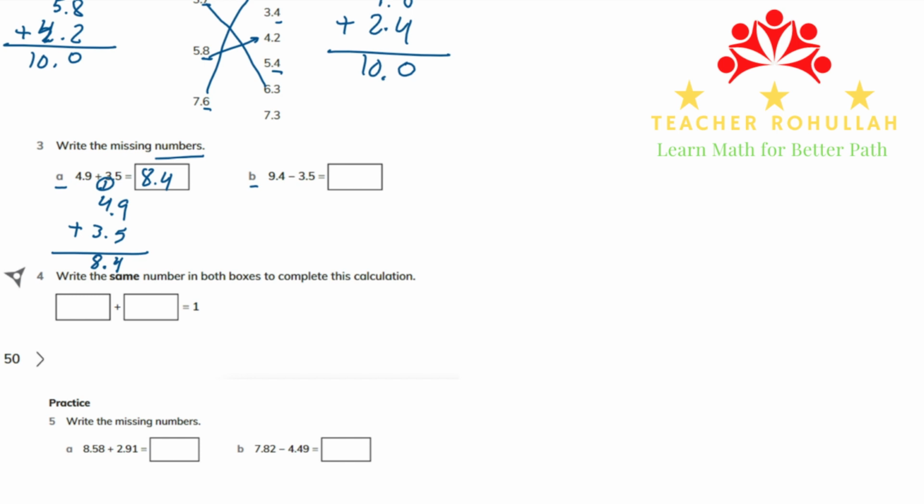Well, in part B, we have 9.4. Let me write it. 9.4 minus 3.5. We cannot subtract 5 from 4 because 5 is more than 4. So we borrow from the ones place. 9 becomes 8 and we get 14 over here. Now 14 minus 5 is equal to 6.